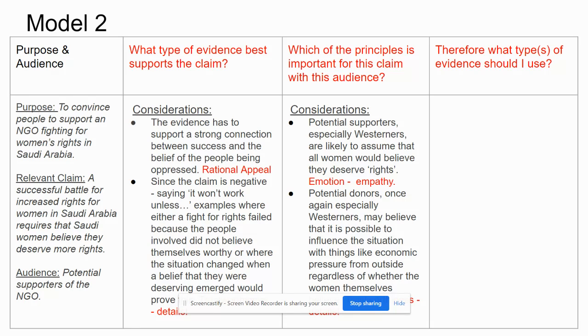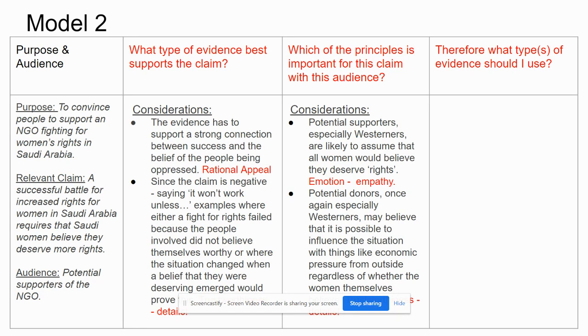Let's have a look at the audience. So potential supporters, and especially Westerners maybe, are likely to assume that all women would want the rights, believe they have them, and would not accept not having those rights. So perhaps we need to create some empathy, we need some emotional appeal here by having things like quotes from women in the situation of Saudi Arabia or in other situations that we're using as case studies where they accepted the denial of rights or where they didn't even believe that they deserved those rights. In order to be trustworthy, they need to be very, very typical people and not the kind of people that the audience might see as exceptional cases.